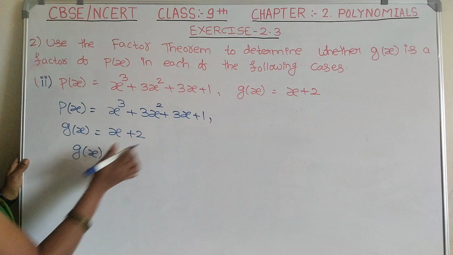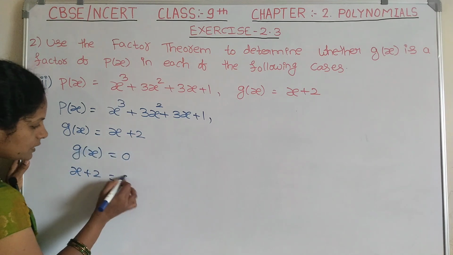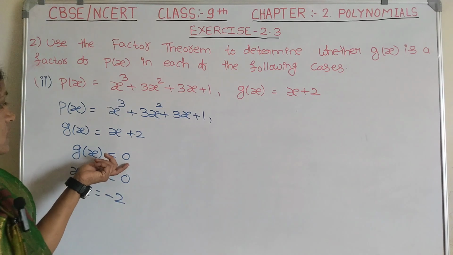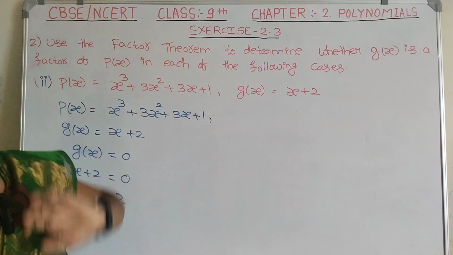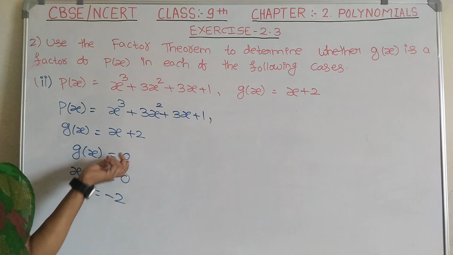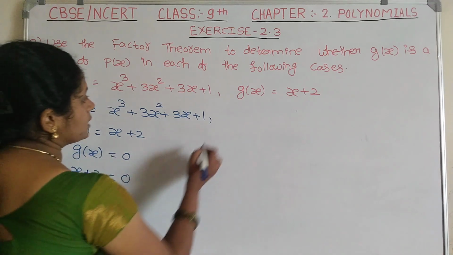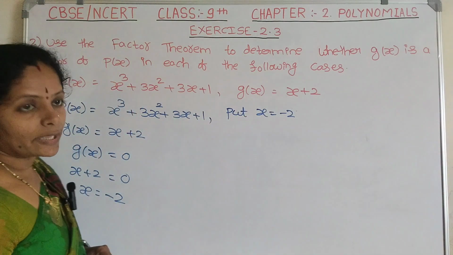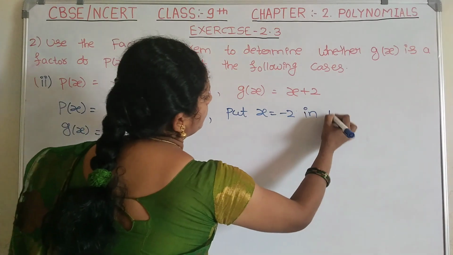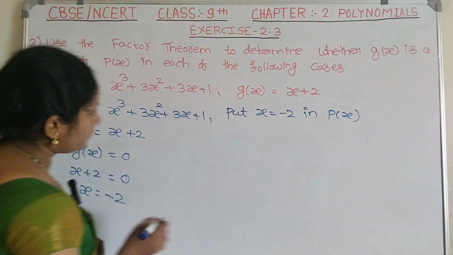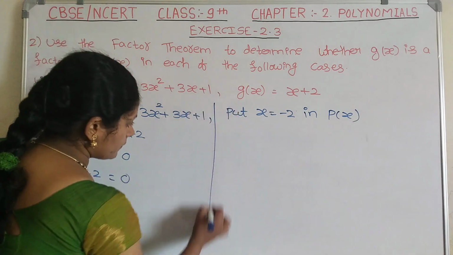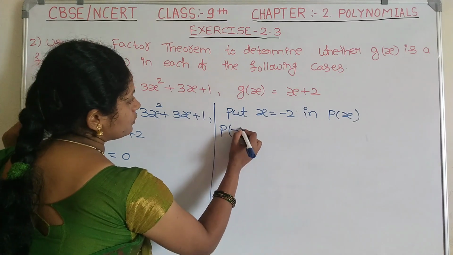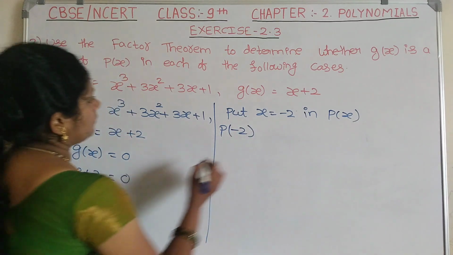What is the g of x? x plus 2, which is equal to 0. x is equal to minus 2. Why should we equate it to 0? If it is a factor, it should be equal to 0. That's why we are equating here. x is equal to minus 2. Put x is equal to minus 2 in p of x. What is the p of x? P of x is this one. So we have to substitute with minus 2 here.